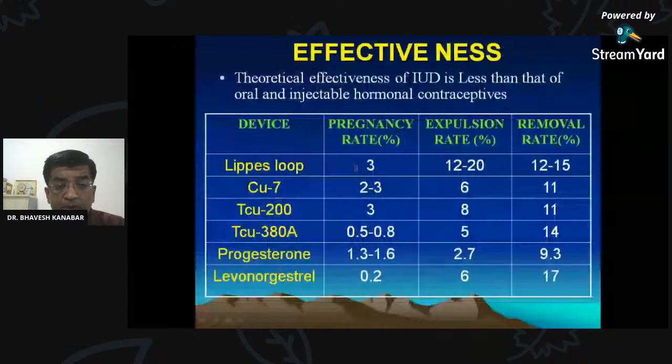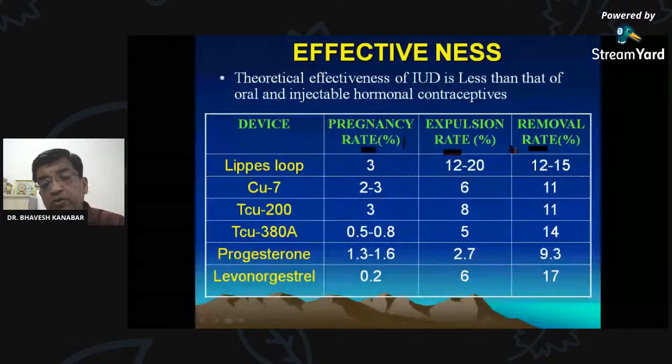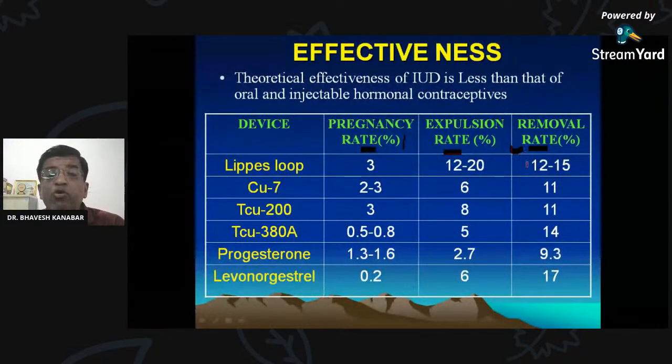Effectiveness, lip slope, and so there are three tables. The one thing is pregnancy rate, expulsion rate, and removal rate. Pregnancy rate, we can say that is the efficacy of the device. Expulsion rate means in what percentage of the women does it spontaneously expel out. And removal rate is whether it is removed because of any side effect or not.